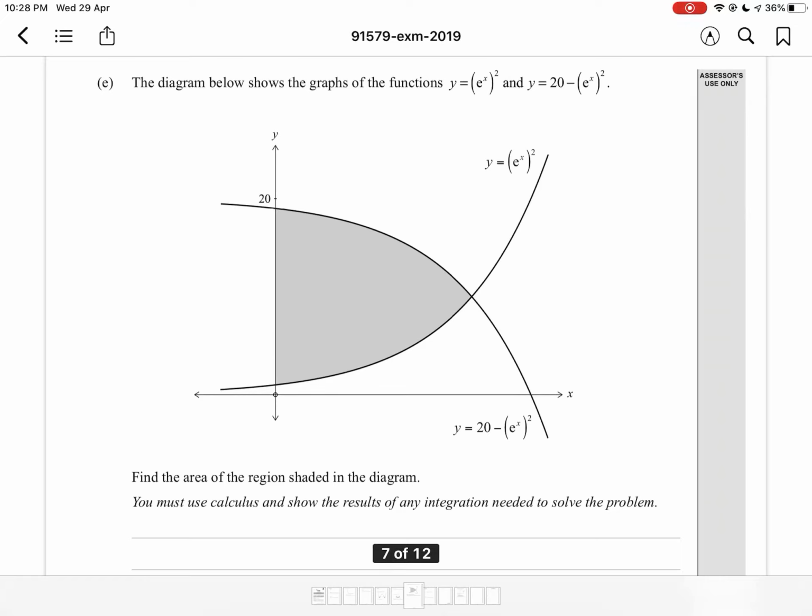The diagram below shows the graphs of the functions y equals (e to the power of x) squared, and y equals 20 minus (e to the power of x) squared. Find the area shaded in the diagram.